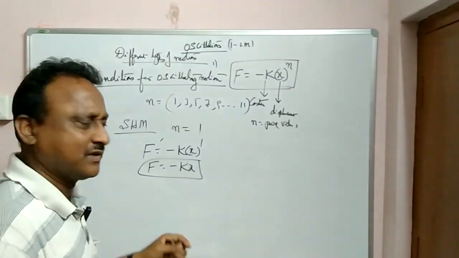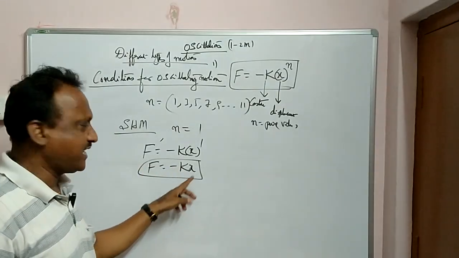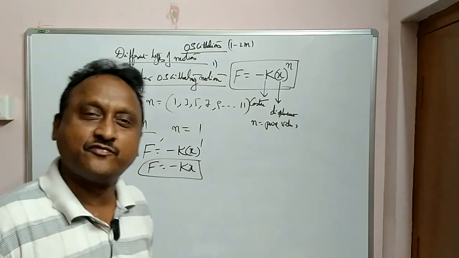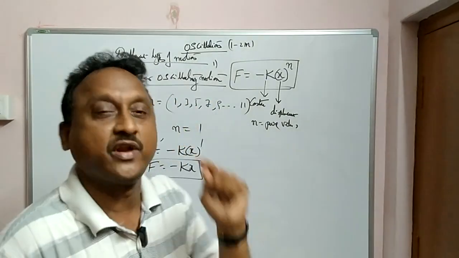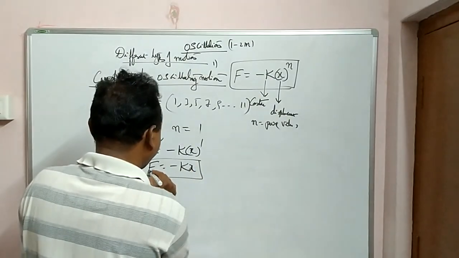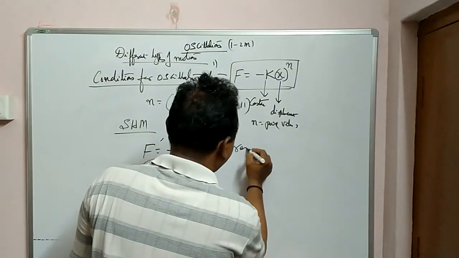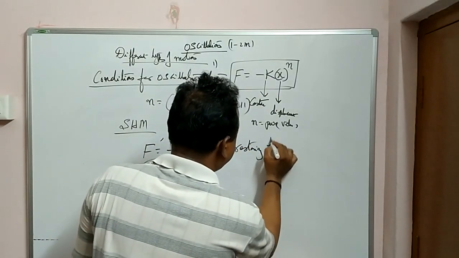Okay? So here k is constant, x is displacement. What is F here? F is called the restoring force, pulling force.